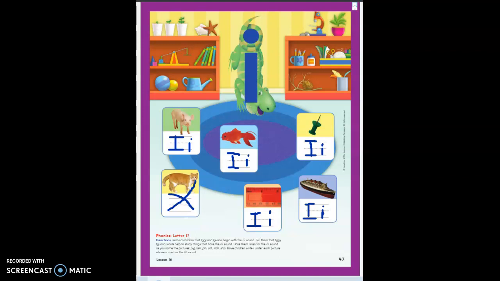All right, you can cap your markers and erase your whiteboards and get out your reader's notebook.